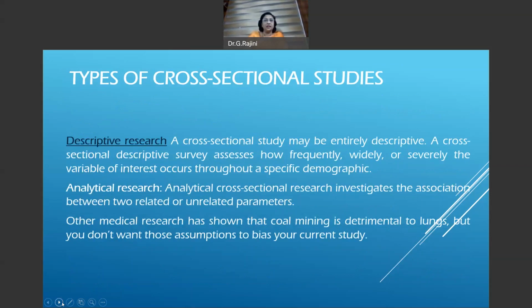A cross-sectional study is also descriptive in nature. Here, we use a survey to measure how frequently or severely the variable of interest occurs throughout a specific demographic. Analytical research is a part of it, which investigates association between two related or unrelated parameters. Other medical research has shown that coal mining is detrimental to lungs, but we don't want those assumptions to bias your current study.